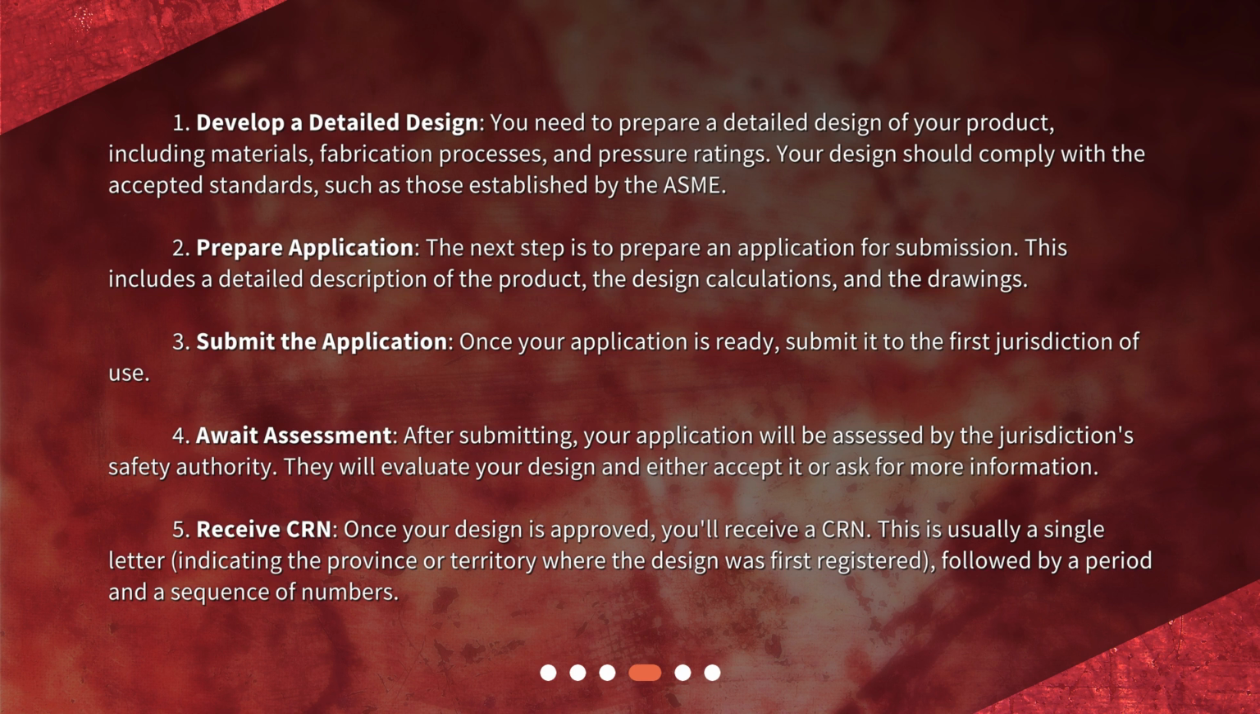4. Await assessment. After submitting, your application will be assessed by the jurisdiction's safety authority. They will evaluate your design and either accept it or ask for more information. 5. Receive CRN. Once your design is approved, you'll receive a CRN. This is usually a single letter, indicating the province or territory where the design was first registered, followed by a period and a sequence of numbers.